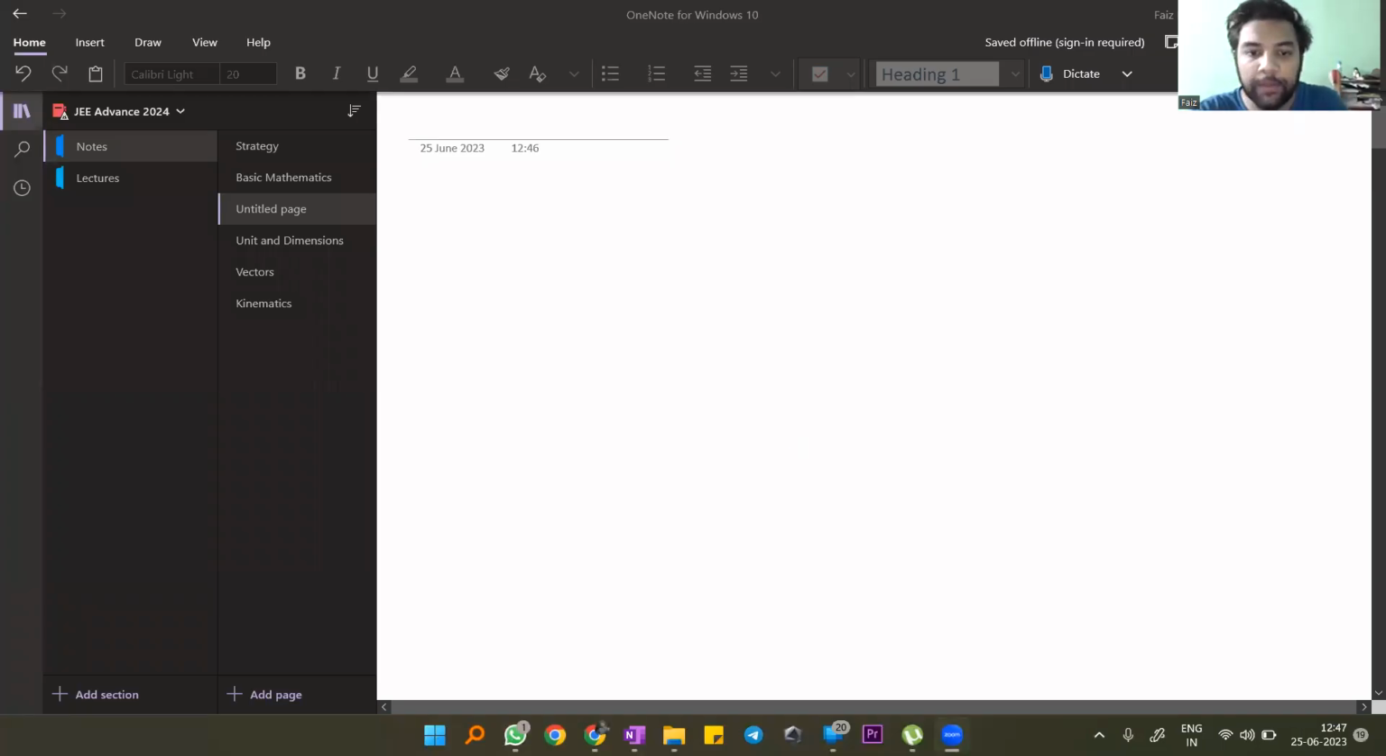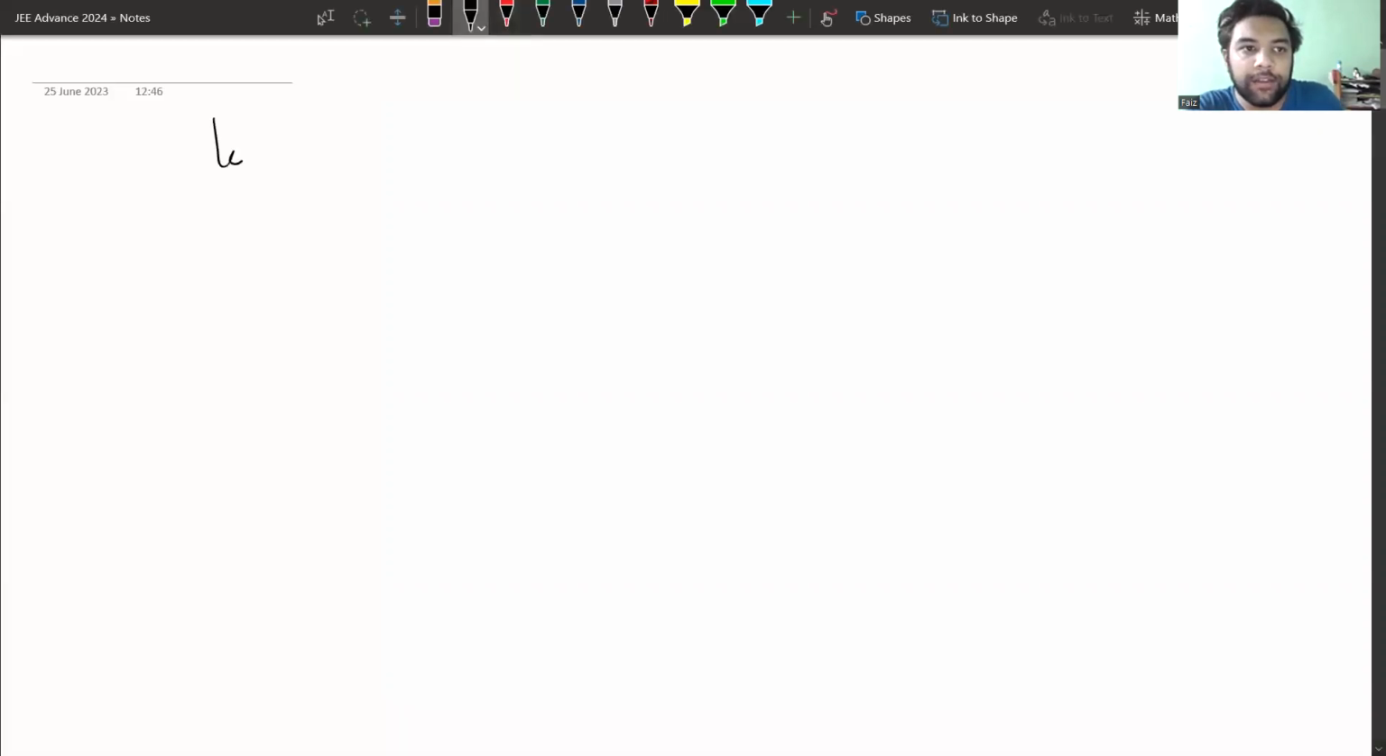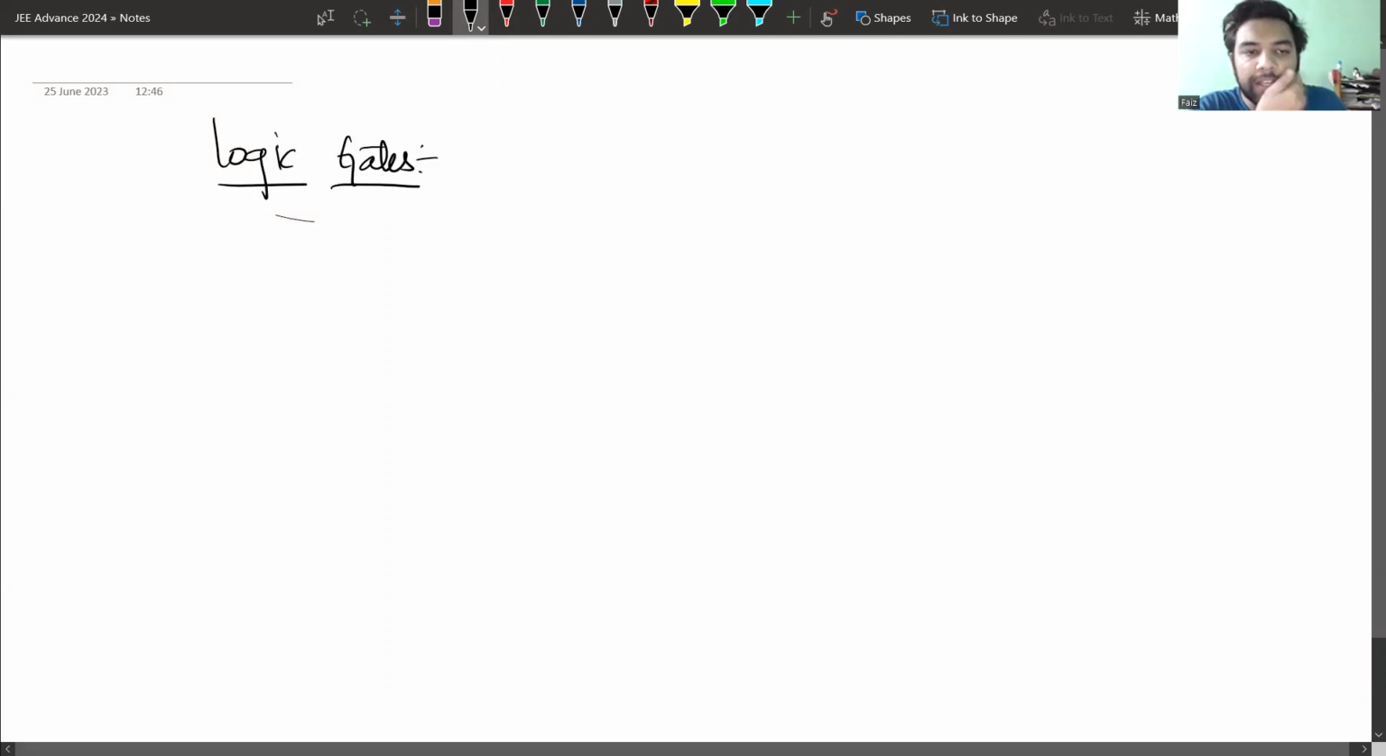So today I'm going to teach you a very important and very easy topic, which is called logic gates. Let me share my screen and then we'll start. Yes, so hopefully my screen is visible. Today's topic is logic gates. Logic gates are a very important part of JEE Mains and Advanced and most competitive exams.